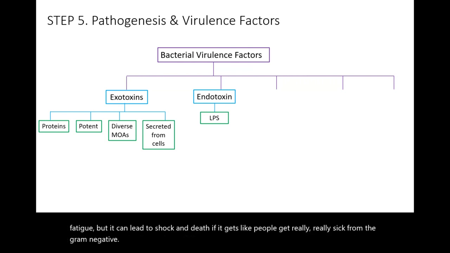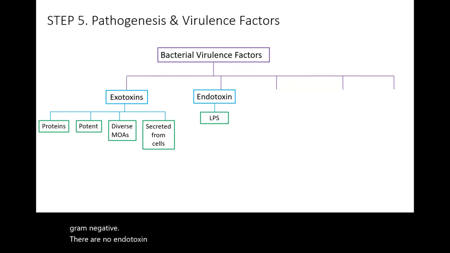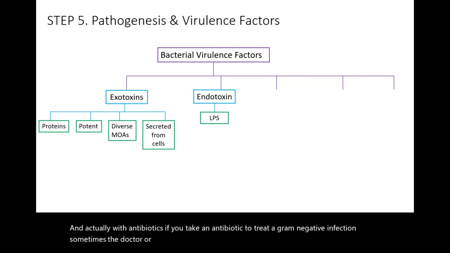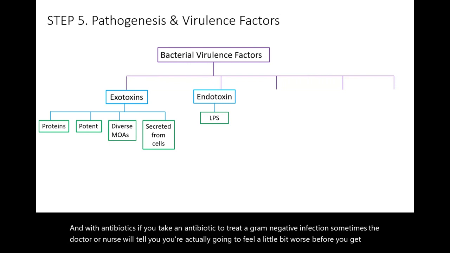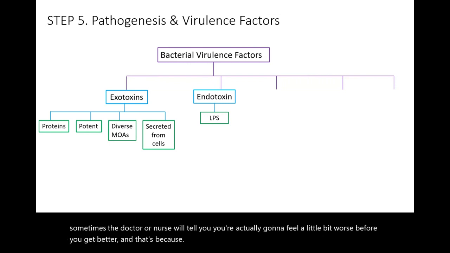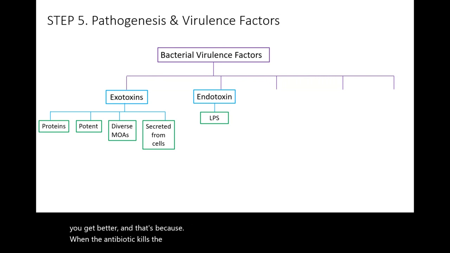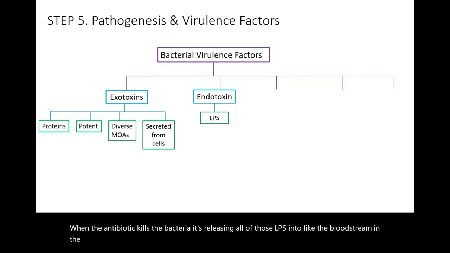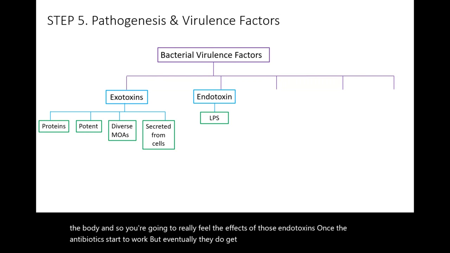There are no endotoxin vaccines available. And actually with antibiotics, if you take an antibiotic to treat a gram-negative infection, sometimes the doctor or nurse will tell you, you're actually going to feel a little bit worse before you get better. That's because when the antibiotic kills the bacteria, it's releasing all of those LPS into the bloodstream in the body. And so you're going to really feel the effects of those endotoxins once the antibiotics start to work. But eventually they do get cleared from the body and we start to feel better.